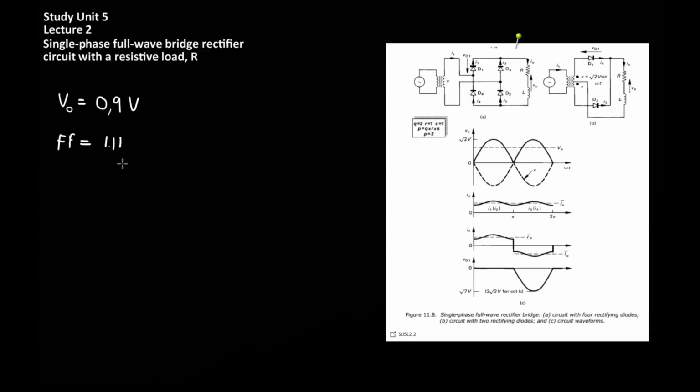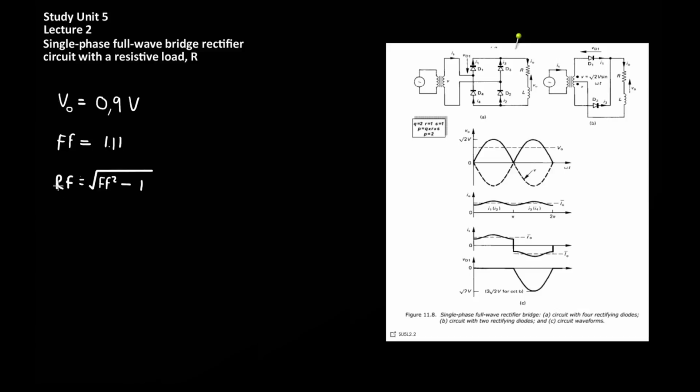Coming back to the form factor for the circuit, if you want you can look at the derivation in the textbook, but the form factor for the full-wave rectifier is 1.11, which is significantly better than the form factor for the half-wave rectifier, which is 1.211.